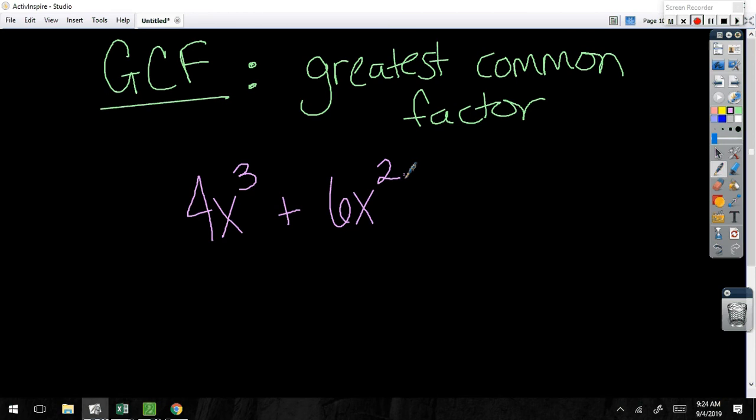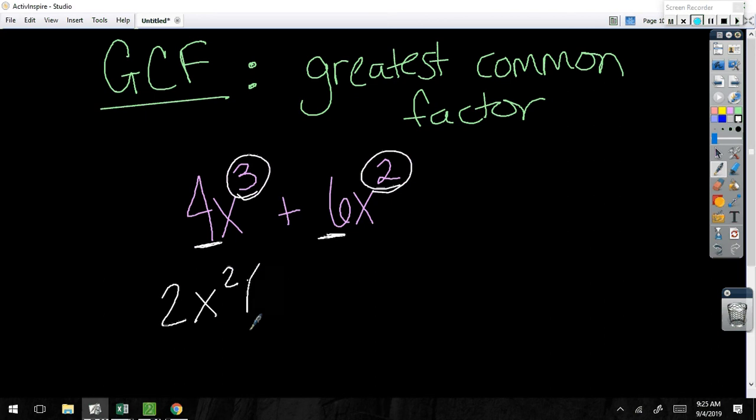2x squared, right? We're looking for the biggest number that we can divide both of the coefficients by, and we want to take away the most number of x's that you can. So yes, you are right, it is 2x squared. But my question is, when you take that away, what's left? 2x plus 3. So you got to divide here because whenever I distribute this back through, I got to end up with what I started.